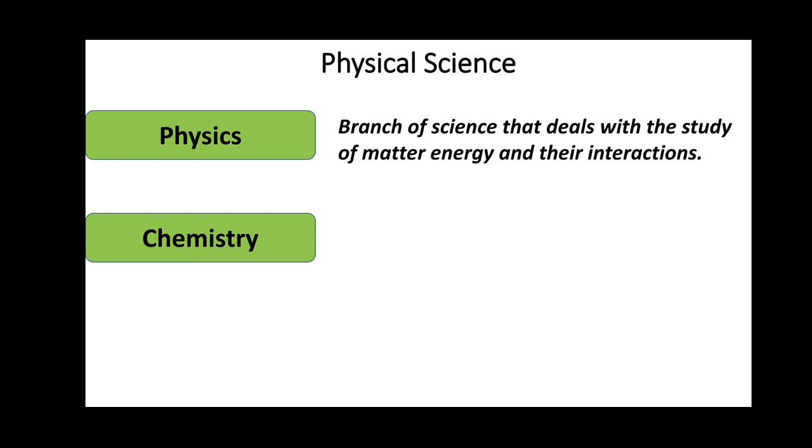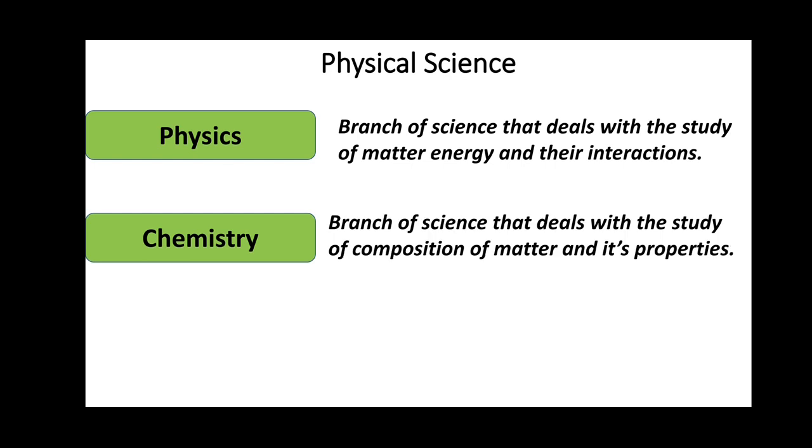In chemistry, we will learn about the properties of matter and what they are made up of. So, we can define chemistry as the branch of science that deals with the study of composition of matter and its properties. So, how can you define chemistry? It is a branch of science that deals with the study of composition of matter and its properties.